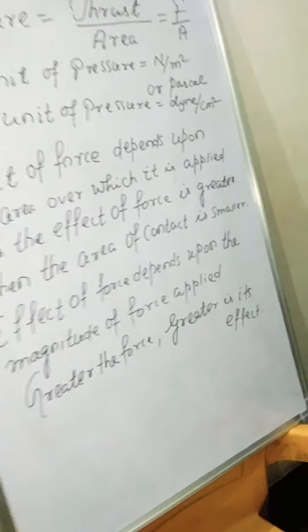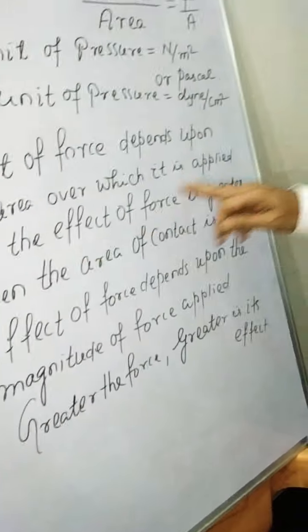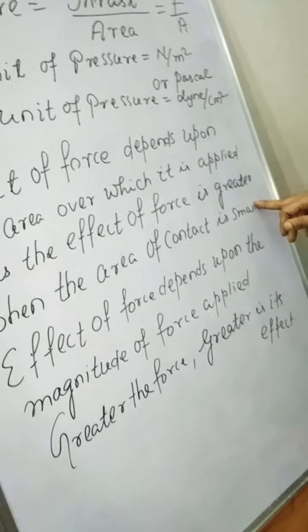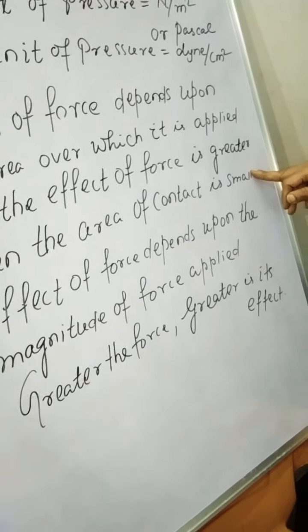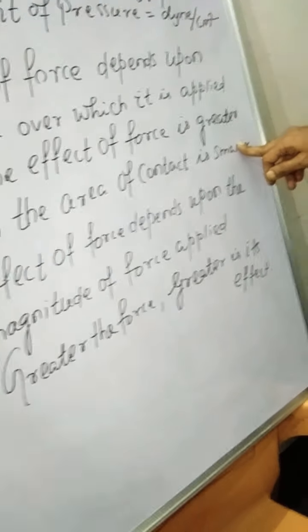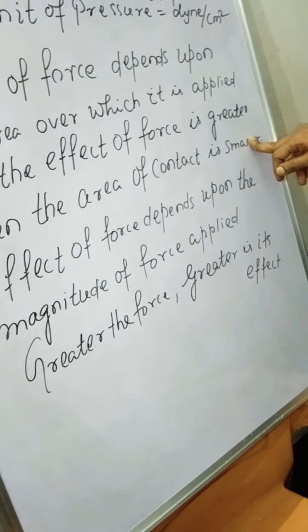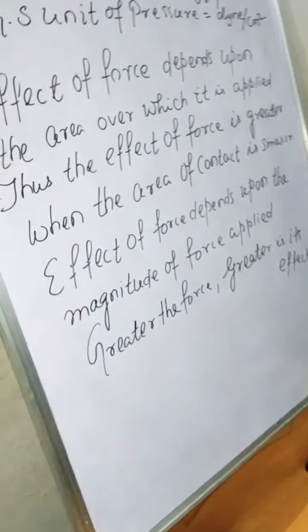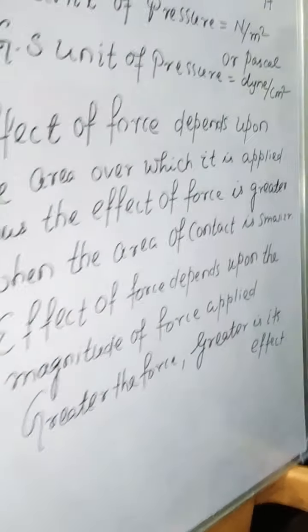How does it depend? Thus the effect of force is greater when the area of contact is smaller, because in the sharpened end the area of contact is less, so the effect of force is more. At the blunt end, the area is more, so the effect of force is less. Not only does the effect of force depend upon the area over which it is applied, but also upon the magnitude of force applied.